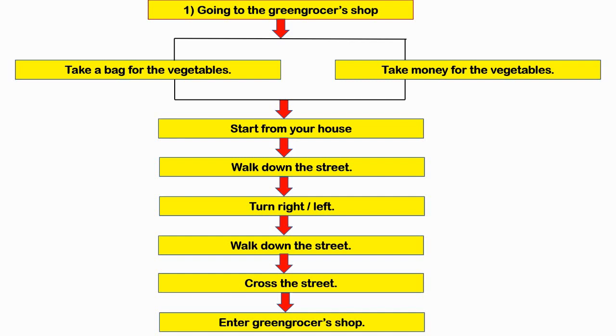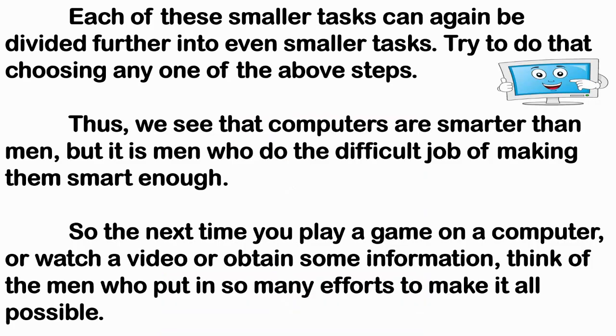Now this was the flow chart, which shows minor details, the information and the tasks that need to be done for completion of buying the vegetables. So this is how the task is divided or subdivided into different smaller tasks. Each of these smaller tasks can again be divided further into even smaller tasks. Try to do that choosing any one of the above steps.